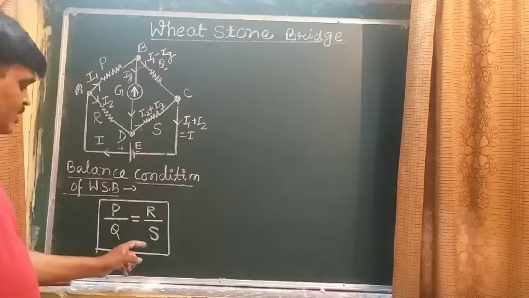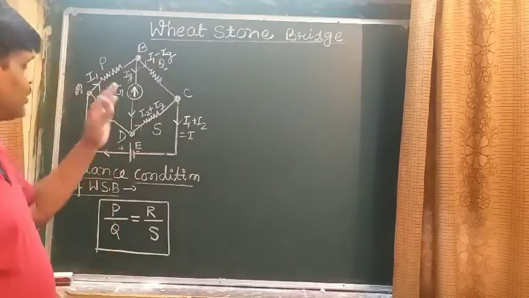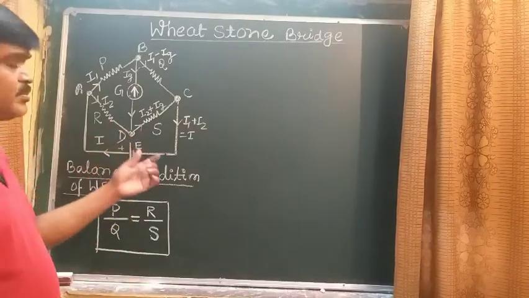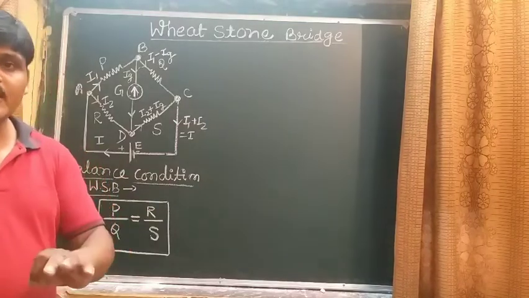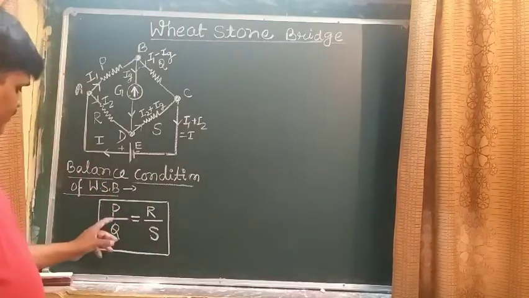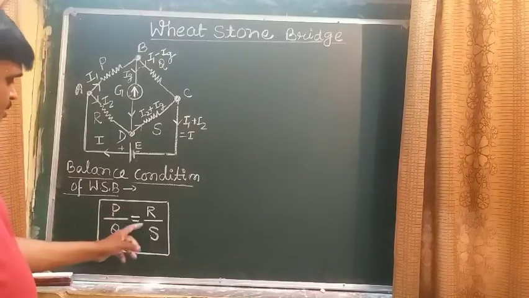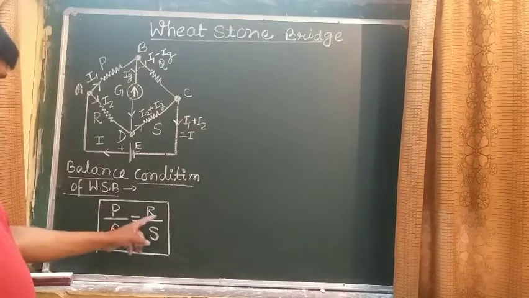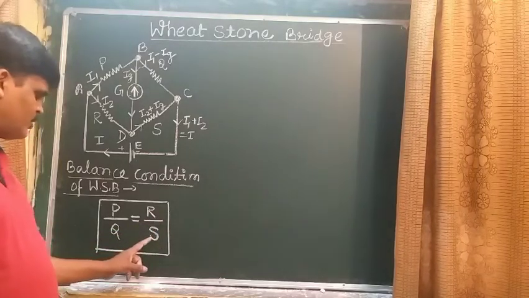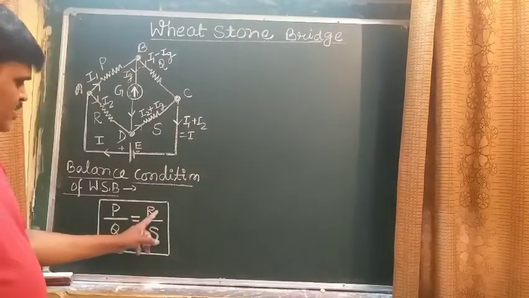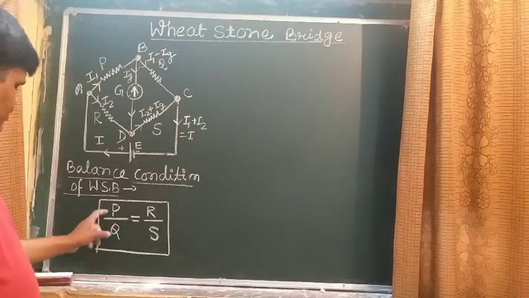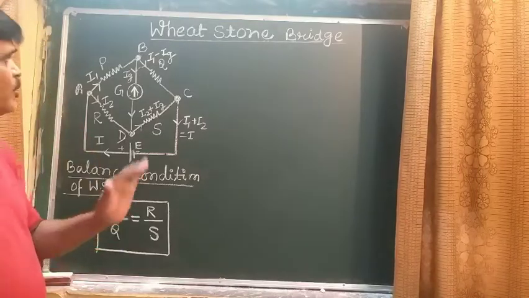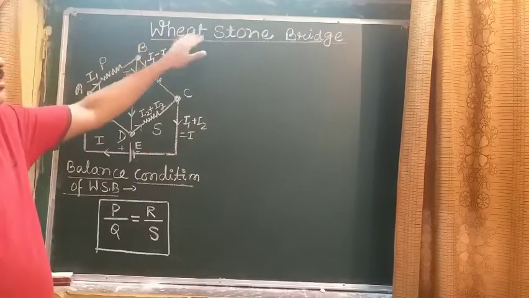Here Y is the unknown resistance. I have already explained that the Wheatstone bridge is an arrangement of four resistances, used to determine one of these resistances quickly and correctly in terms of the remaining three resistances. So Y can be written as R by Q into P. Y is the unknown resistance, R is the known standard resistance, and P by Q is said to be the arm ratio, or resistance ratio.